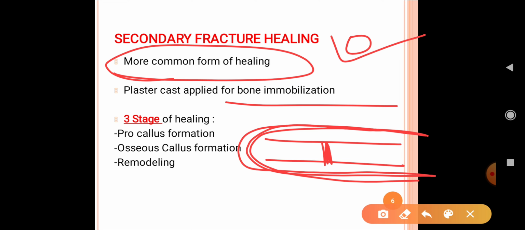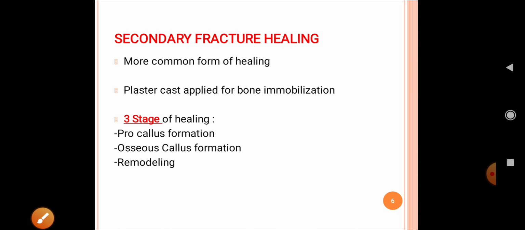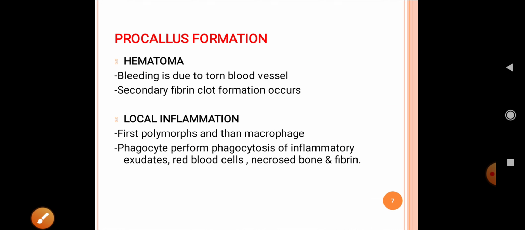and we will see which are the stages of healing of the fractured bone in such a way. So there are basically three stages of healing. Which are those three stages? Remember guys, the first stage is procallus formation. The second stage is osseous callus formation. And the third, final mode of reunion of the bone, that whole process is known as the remodeling stage. We will see each stage one by one. Okay.